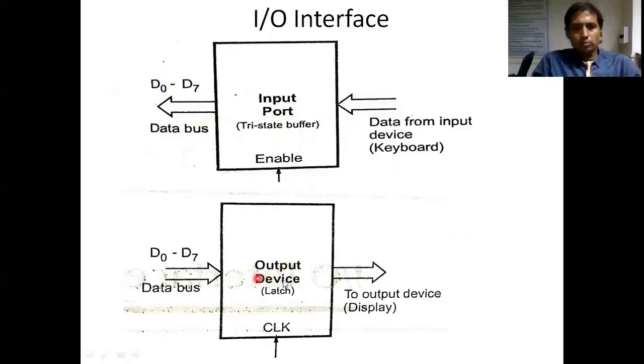Coming to the other one, the output port or output device. An output device interface is generally called a latch. The latch also has 8 input pins and 8 output pins. The role of the latch is to take the data from the processor, and that data is transmitted to the output device. Generally an output device is a display device or a printer. All are output devices. Here the latch takes data from the processor and transmits it to the output device easily.